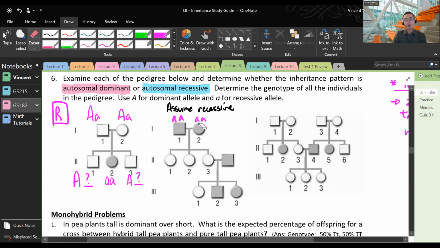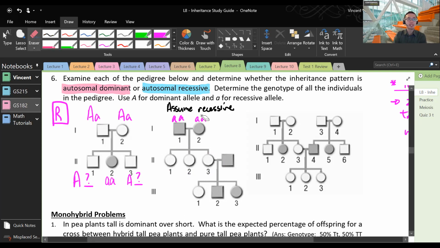Now, if this is recessive and they are both small a, then that means all of their children should have also expressed the trait, right? Yeah, because that's the only thing that they could pass on. 100% of their kids must also be small a, right? But as you can see, none of them actually have the trait. So that means our original assumption is incorrect.